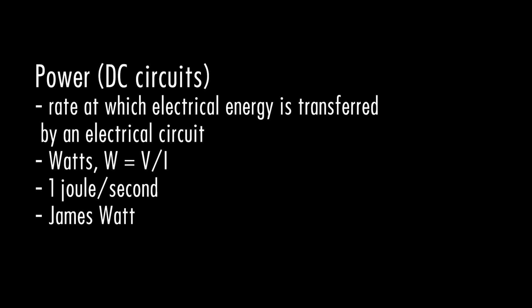Quickly on power. Power is the rate at which electrical energy is transferred by an electric circuit. Simple enough. It's measured in watts, designated by the letter W. And if we're looking at DC circuits, which we are, watts equals V times I, which is voltage times current. 1 watt equals 1 joule per second. I'm not going to go much into joules. Really, a joule is a unit of energy or a unit of work. We will talk briefly about Joule's law.